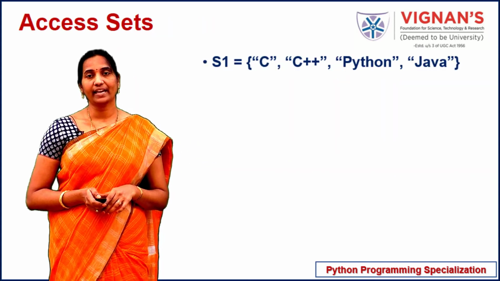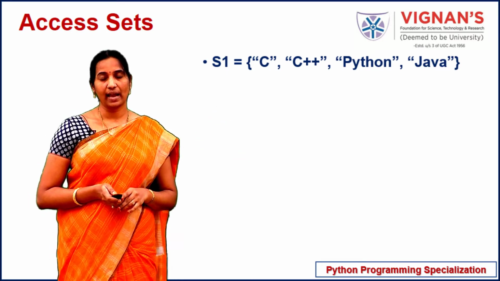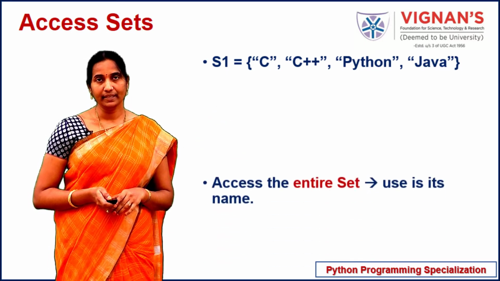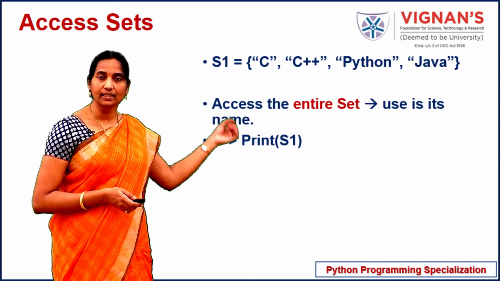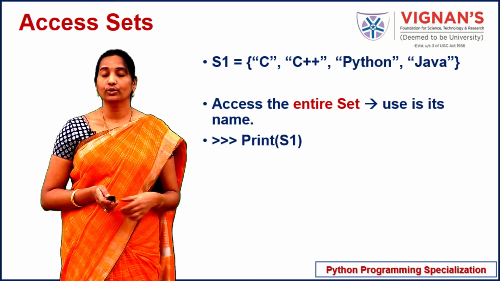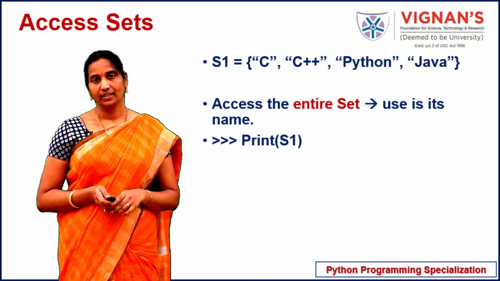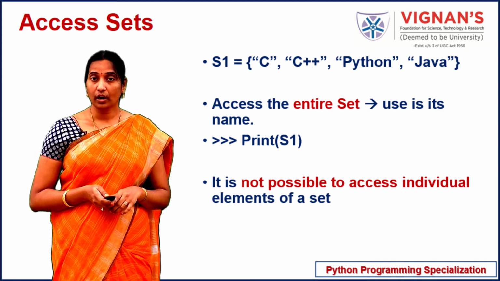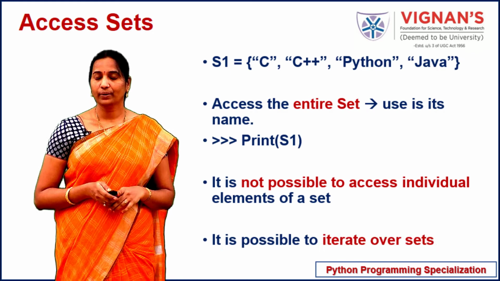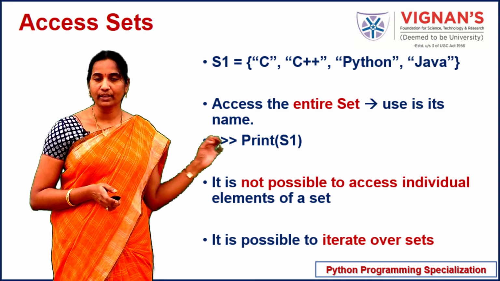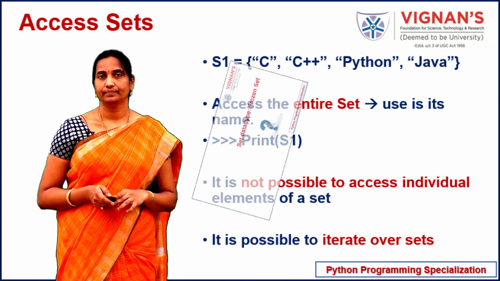Now let's see how we can access sets. Consider this example set S1, which has a collection of string elements. You can access the entire set by referring to its name. When you call the name of the set, that indicates that you are accessing the entire collection of elements that are stored in that set S1. Remember, it is not possible to access individual elements from the set, but you can iterate over every element of the set by using the for loop and the in operator.